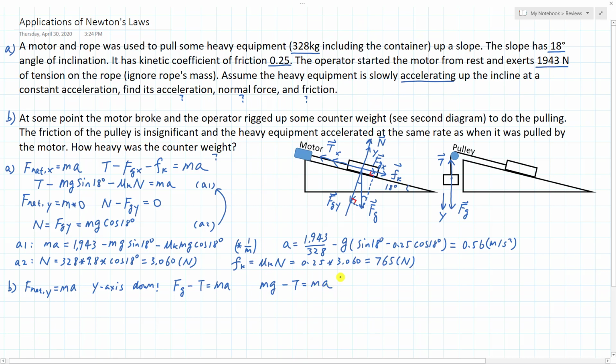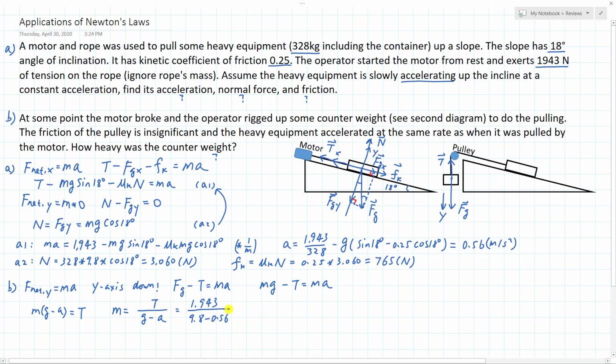Since we have plenty of space, we'll just start a new line. This m times g minus a. If we just subtract ma on both sides, and then we add tension to both sides, we get this. So m is equal to tension over g minus a. And we have all of these quantities. 1943 is the tension, g is 9.8, and acceleration was a small quantity, 0.56.